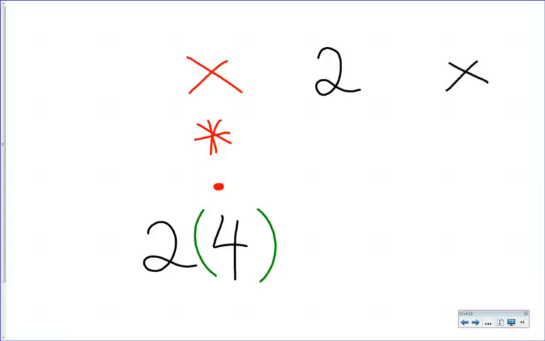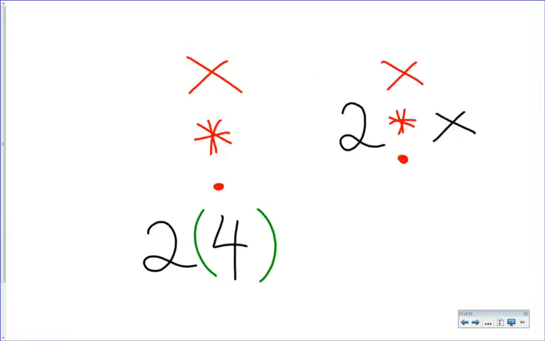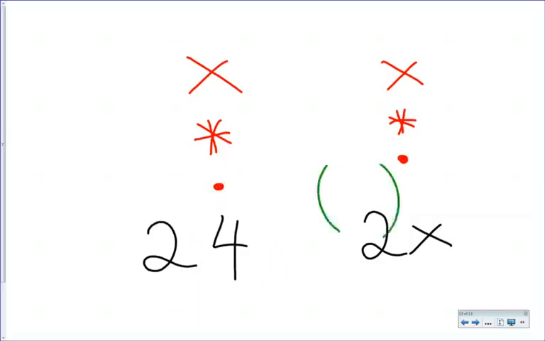Once again, I can't use the x, can't use the star, and I can't use the dot. But some math teachers still do. Some math teachers might use the star because they might get away with it. Some math teachers might use the dot because you can get away with it. But you can do this, 2x. That's allowed because you're not going to get confused. You realize this means 2 times x. Now you could still use brackets as well. You could also do that, 2 times x, or that.